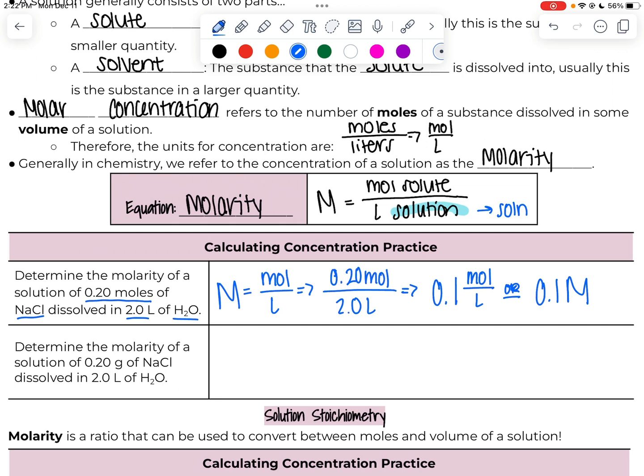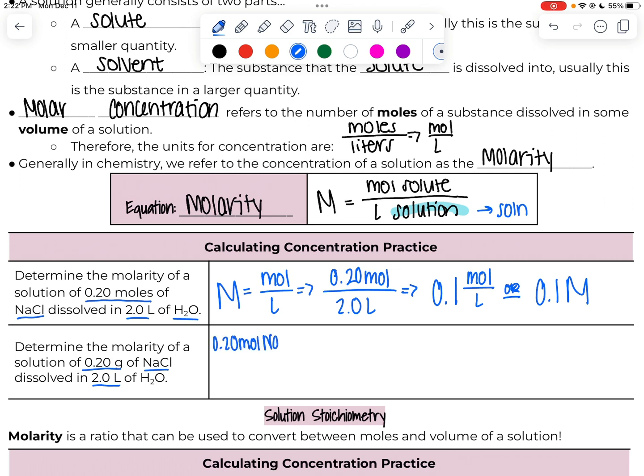Either one will work. But let's say instead of giving you moles, I switched it up on you and I asked you to determine the molarity of a solution in which you had 0.2 grams of sodium chloride dissolved in 2 liters of water. Well, now this one just requires one extra step that you all know how to do because you've been doing it since all the way back to Unit 5, even before then. It just requires simple one-step stoich.